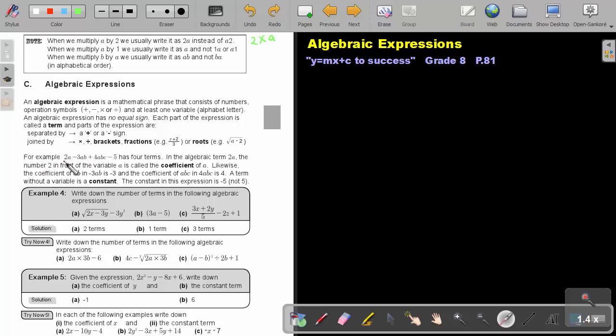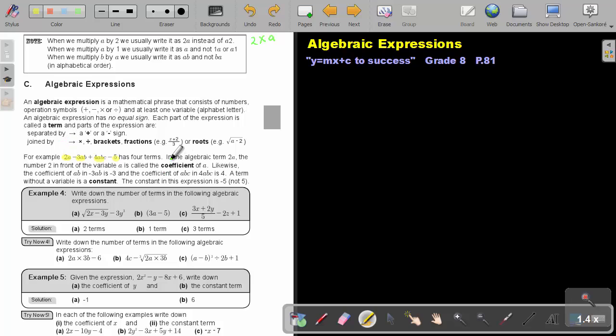So, for example, 2a minus 3ab plus 4abc minus 5. Now remember, only plus and minus separate. So there's a separation there, and I count the terms: 1, 2, 3, 4 terms. So there are 4 terms. Remember, between the 2 and the a, there's a multiply, and multiply is like glue.